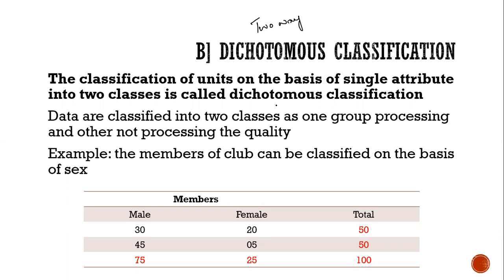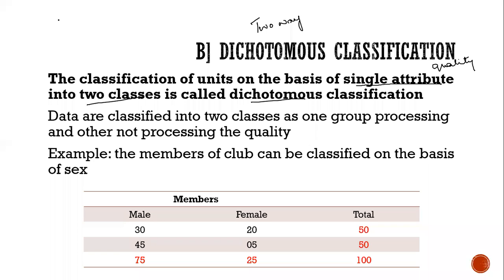Single way, two way. Okay, the classification of units on the basis of a single attribute. When we say attribute, what comes here is quality. You can consider it as sex, whether male, female, employed, unemployed, it can be anything, into two classes. A particular attribute or quality, and you make two subdivisions. So that is called dichotomous classification.